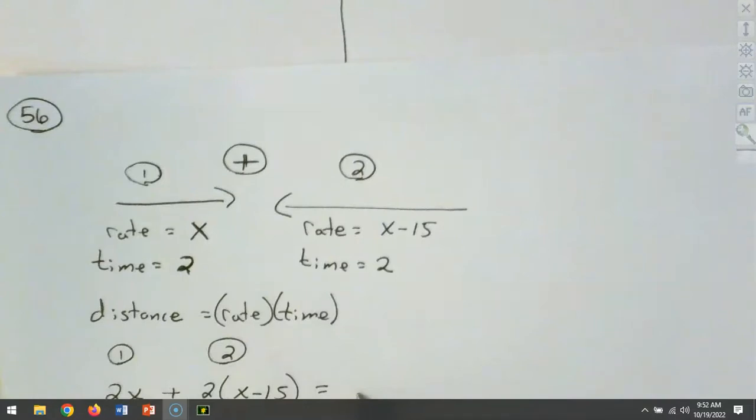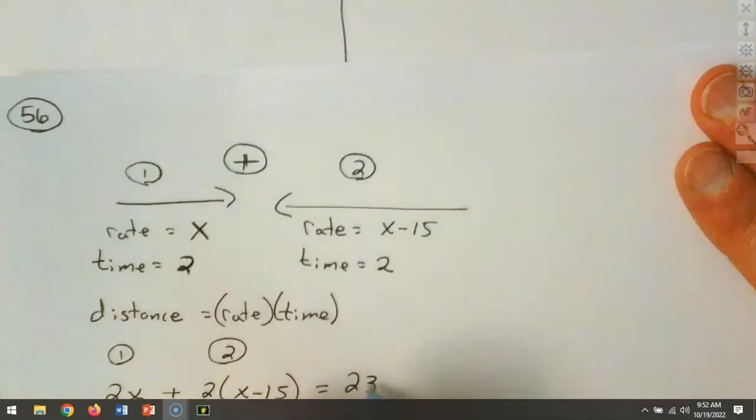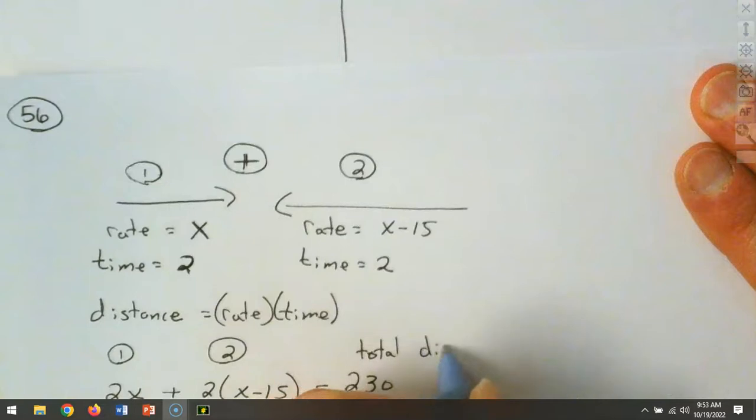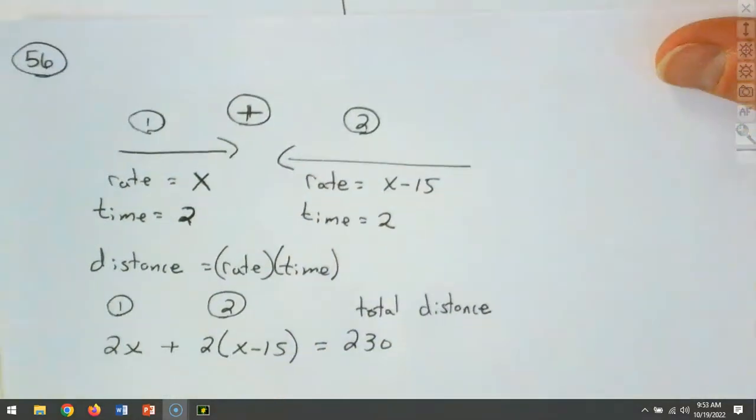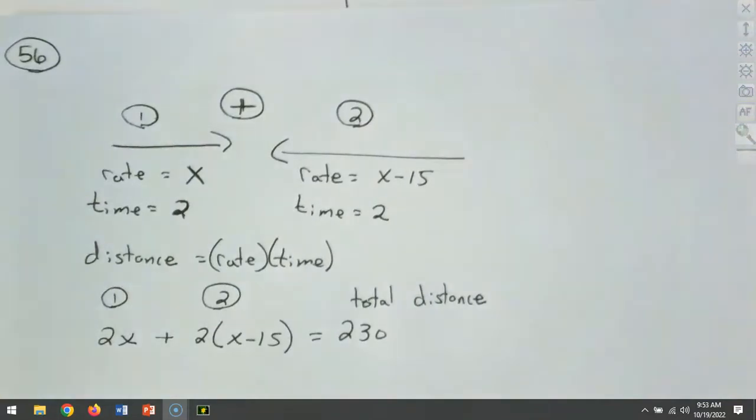Okay, let's look and make sure. Yep, it looks like they're 230 kilometers apart. So you're correct. So the 230 is going to go here because that is the total distance apart. Okay, and you can finish it from there, right? But do you see how I set that one up? This one again is addition. Why? Because they're going towards each other.